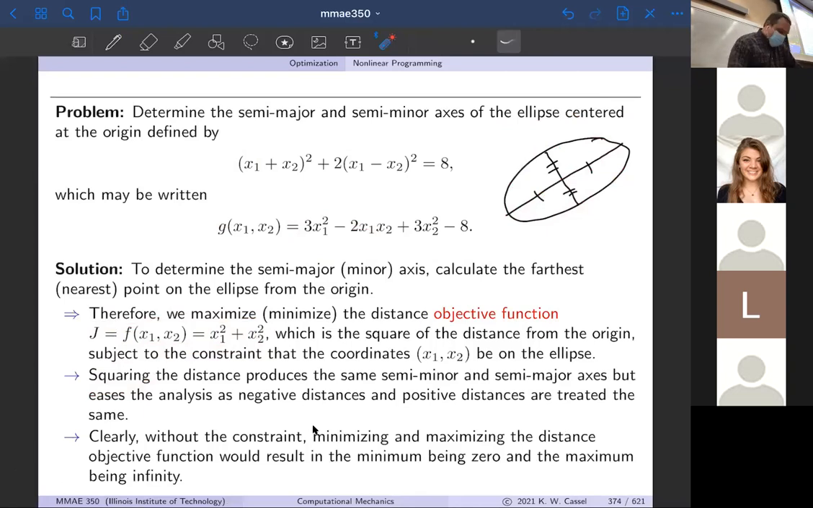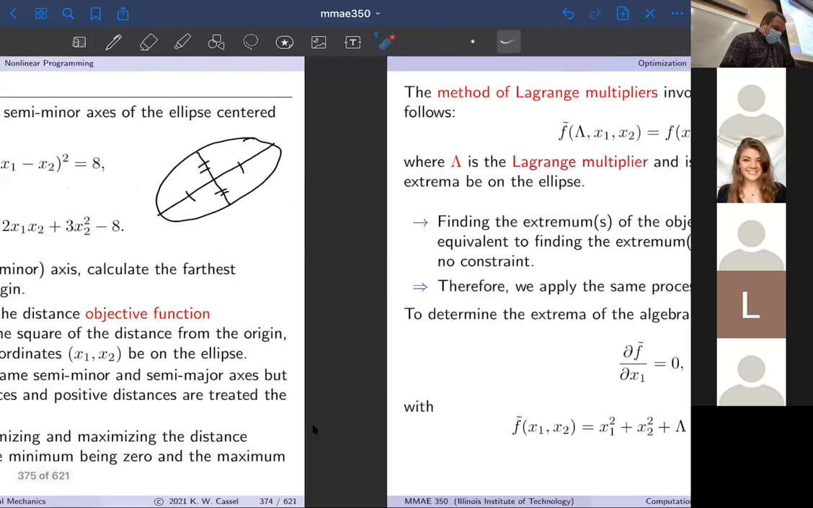Okay. So does that make sense? All right. So I need to not only look at the objective function, I need to incorporate the constraint. All right, great. So let's do it.